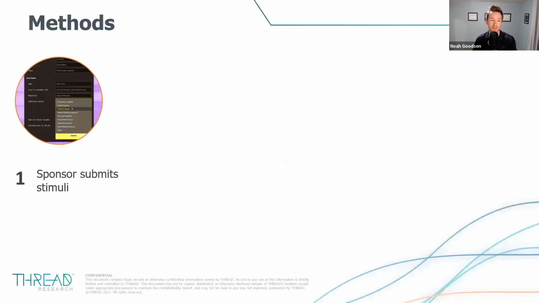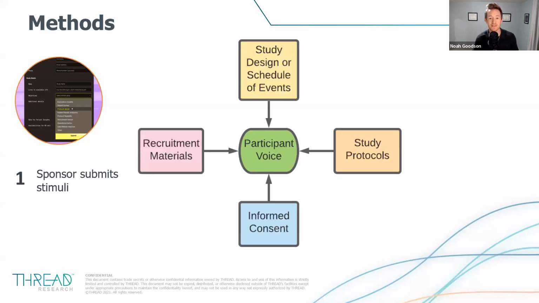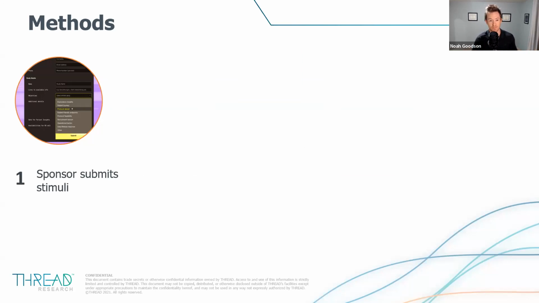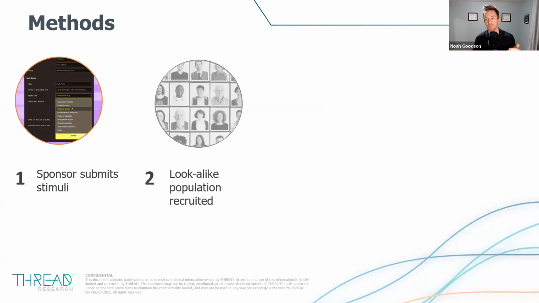Okay. So pragmatically, the way this tool works is that we take a sponsor and we say, hey, you can submit to us a stimuli, and we're going to get patient voice feedback on this stimuli. And that stimuli could be a full study protocol. It could be a study design and schedule of assessments, schedule of events. It could be an informed consent. It could be recruitment materials. Really, anything that you want us to show to a participant, we will work with. We want a pre-designed stimuli. We're then going to go find a lookalike population.